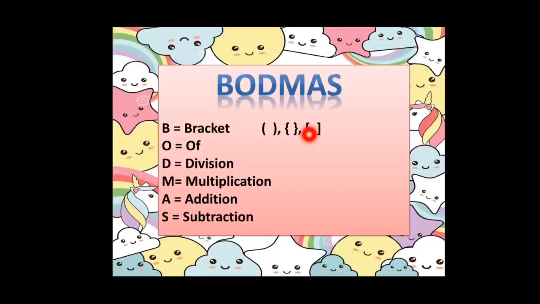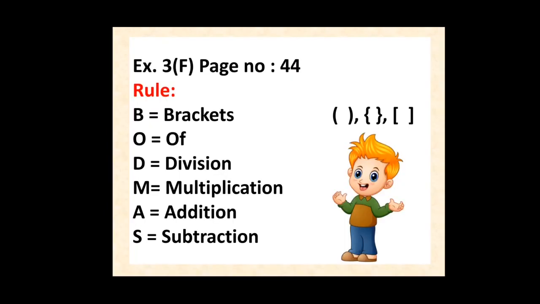Today in this video you will learn about the BODMAS rule, which is very beneficial when we have expressions involving two or more than two operations. In the BODMAS rule, B stands for brackets, O stands for of, D means division, M multiplication, A means addition, and S means subtraction.